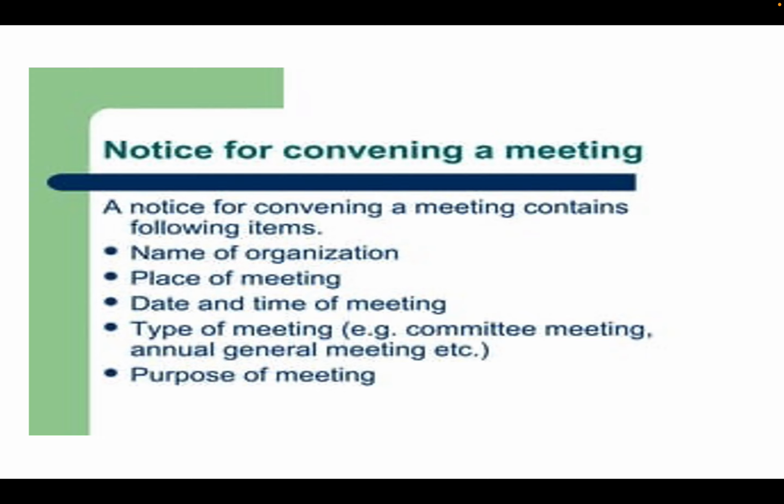So how do we write a notice to convene a meeting? A notice for convening a meeting should contain the following items. It should have the name of the organization. In a notice, the name of the organization should come in the center, followed by the address or the place of the meeting. Suppose it is the Narmada Rubber Industries Limited, it should be written in the center of the page in bold letters, followed by its address, something like 47 Palace Road, Noida, New Delhi, with a pin code.